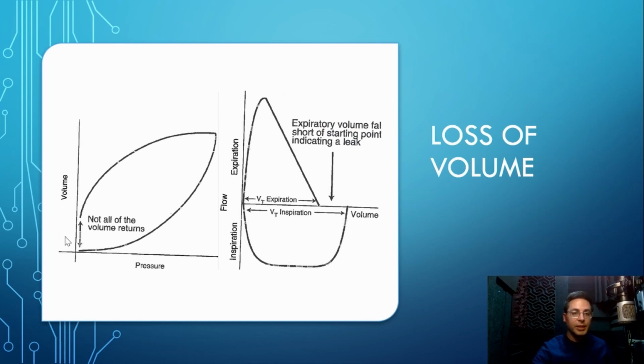Loss of volume can easily be identified. On our pressure volume curve, we see a normal rise, normal expiration, and to a point where we see the loop not returning to its starting point. On our flow volume loop, we see a typical inspiration here, and then on exhalation, we see that the volume falls short of the starting point, indicating we have some sort of leak.